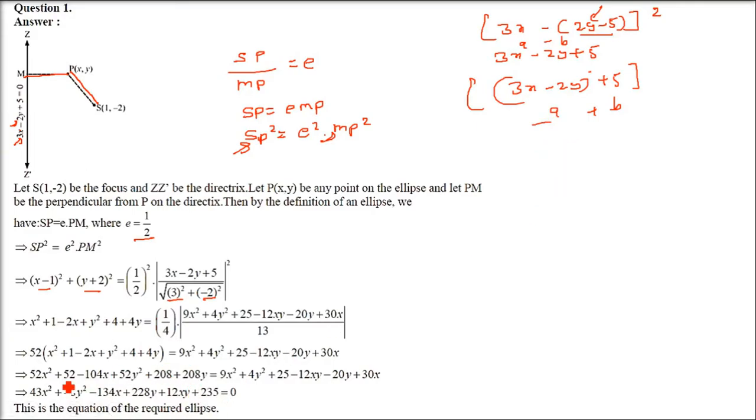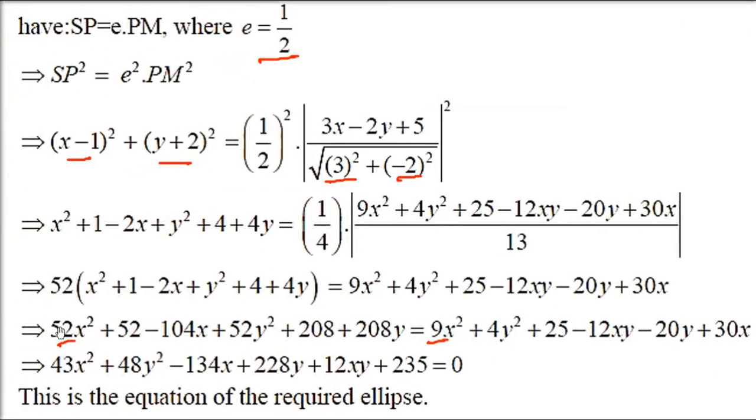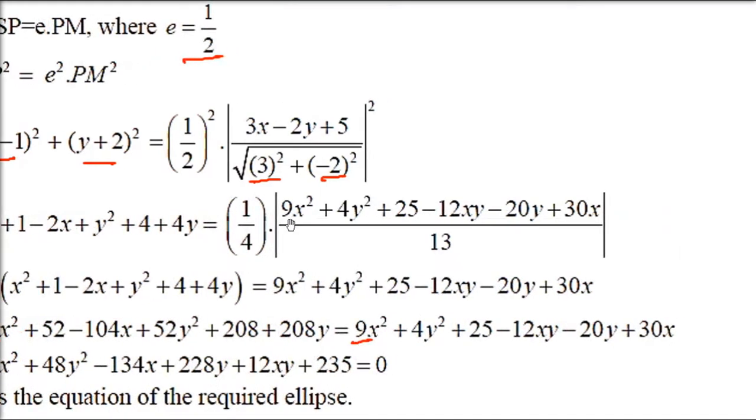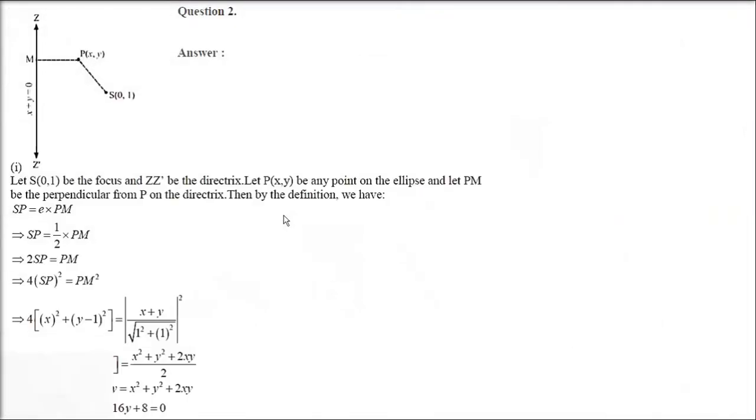So you have to do it multiple times, and then you have to take these similar terms, that is 52x square and 9x square. I'm just giving one example. You take 9x square on the left hand side. 52 minus 9 is 43x square. This is how you have to take each and every similar term, take this subtraction or addition, and the final equation will come.